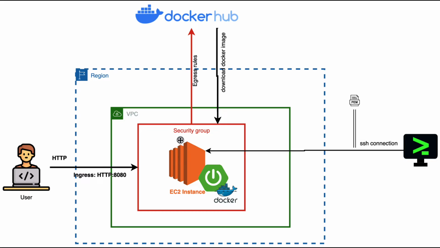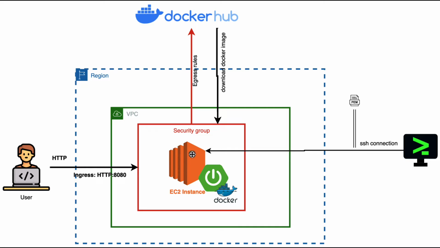And then we see that we have a few things here, so let me explain them to you. First, we will select a region, and then we will create a VPC or use the default one. After that, we will create a security group, and then we will create an EC2 instance. After that, we need to define the egress and ingress rules for our security group.